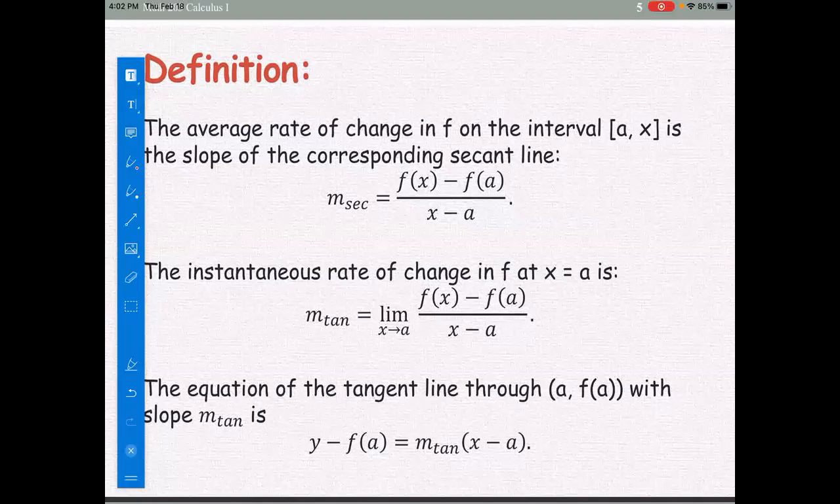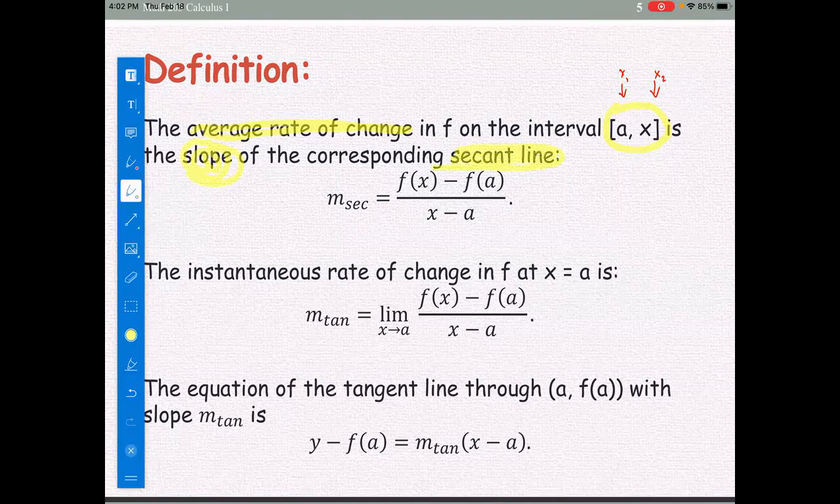Definition. The average rate of change of the function on the interval from a to x, which has the first point a and the second point x, is the same as the slope of the secant line. So we use the formula m of the secant line as f of x minus f of a divided by x minus a.